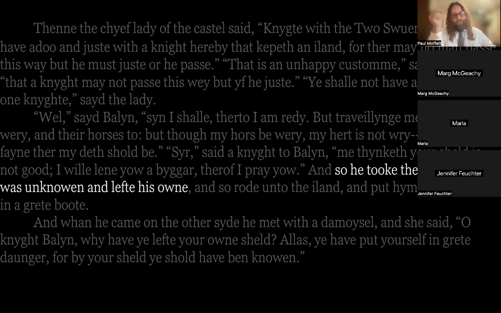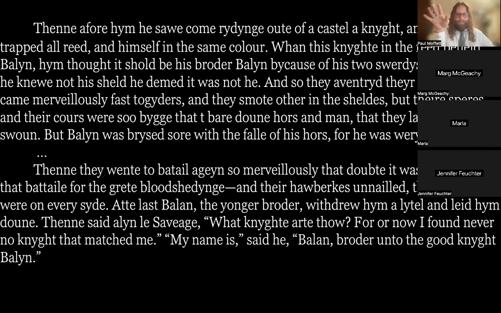So Balin, wearing a shield that's unrecognizable, goes and he fights and out of the island castle comes a knight, and his horse is all in red, and he himself of the same color. And when this knight in red beheld Balin, he thought it was his brother Balin because of his two swords. But because he knew not his shield, he deemed it was not he. And so they adventured their spears and came marvelously fast together, and they fought skim down to the bottom. After they fight, they hurt each other very badly, and at the last, Balin, the younger brother, withdrew him a little and laid him down.